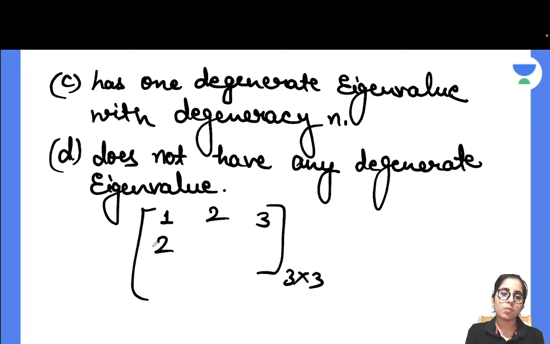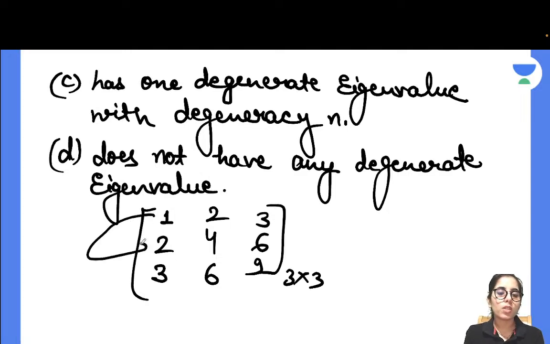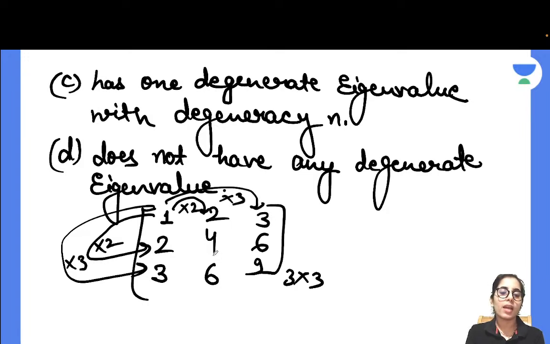Second row, first column. Second row, second column. Second row, third column: 2 times 3 is 6. Third row, first column. Third row, second column. Third row, third column: 9. If you see the matrix formed this way, its rows and columns are scalar multiples of a particular row and a particular column. Both conditions are getting satisfied. Hence, in this case, the eigenvalues will be trace, 0, 0.